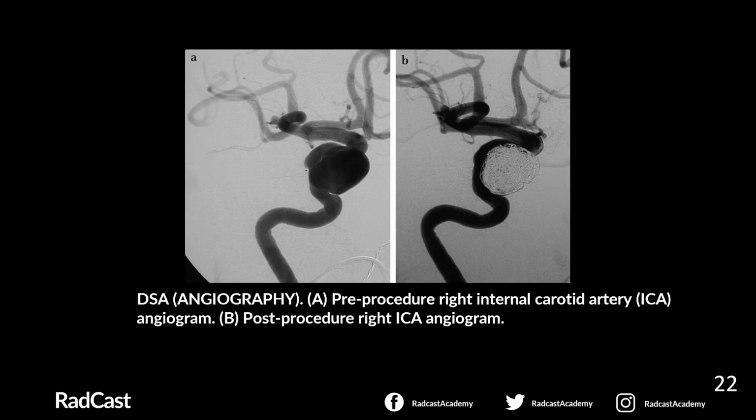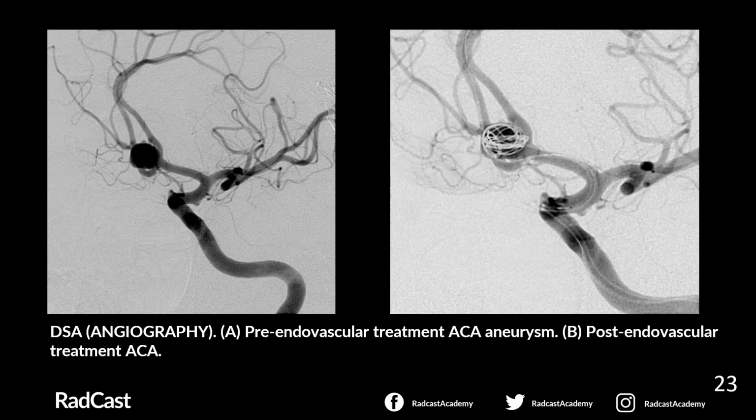These are images of digital subtraction angiography. In image A, you can see a right internal carotid artery aneurysm. In image B, the patient underwent coil embolization. In this case, image A, digital subtraction angiography, shows an anterior communicating artery aneurysm. In image B, the patient underwent coil embolization with complete occlusion of the aneurysm.